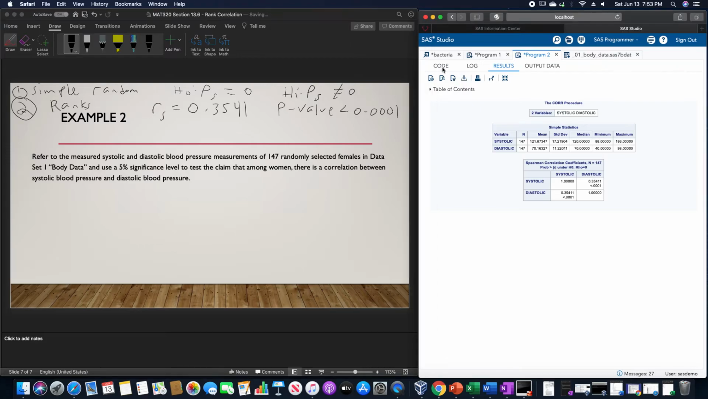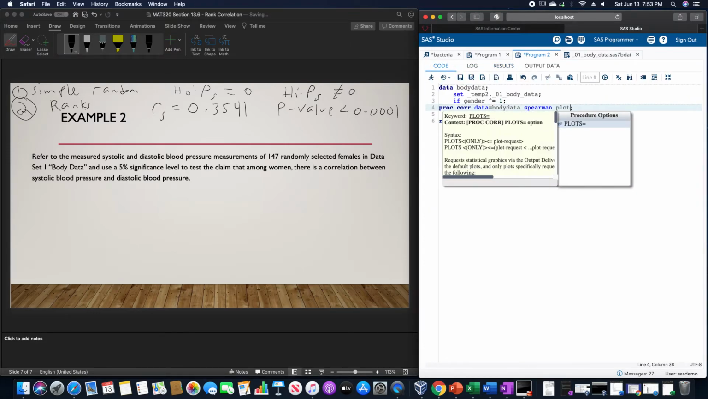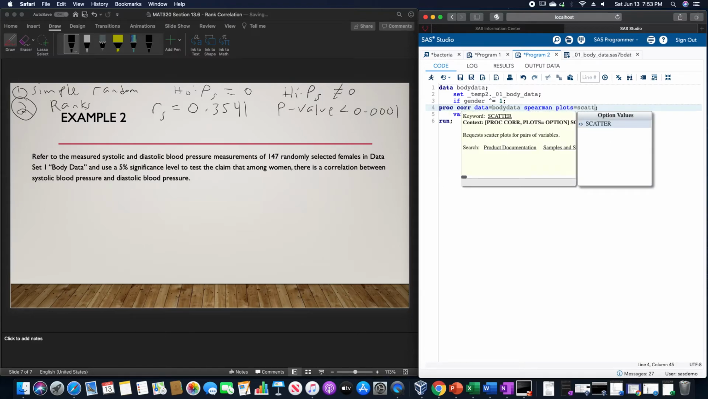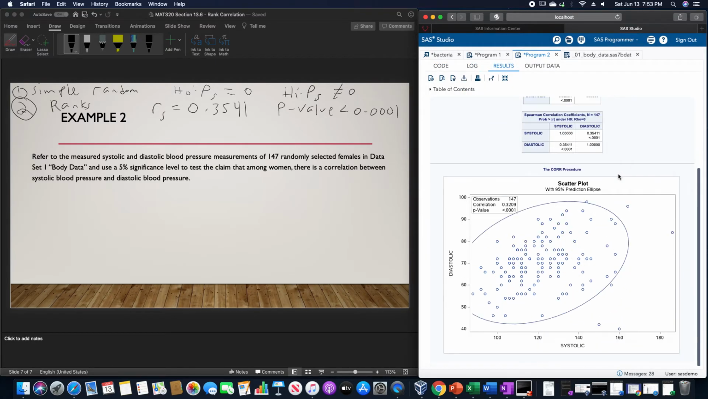And we can look at the graph of that by including the plots is equal to scatter. Doing so will give us the graph of that, which looks like this, which is why this coefficient is on the smaller side, due to the fact that there's not really any easily identifiable correlation between the two. But that's beside the point.